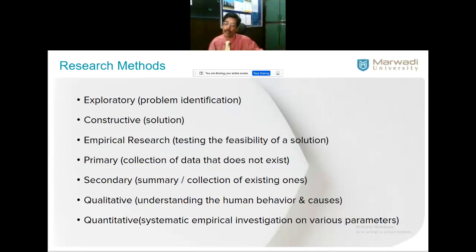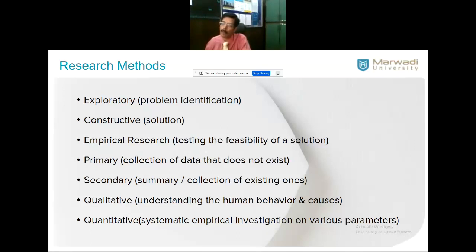So all those questions, when you ask, you understand there is going to be some problem. What is the problem? That you have to discover. That kind of research is called exploratory. You may or may not give any concrete solution for the problems. Identification of the problem itself is a research.